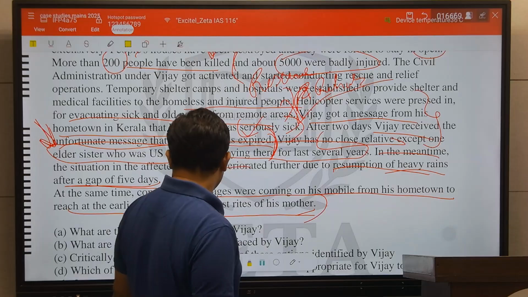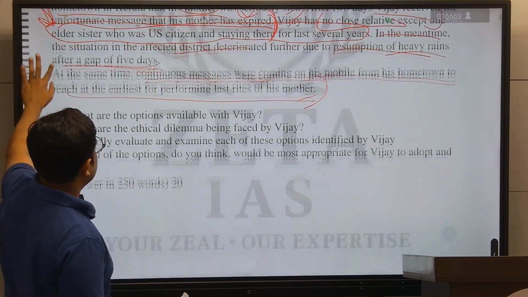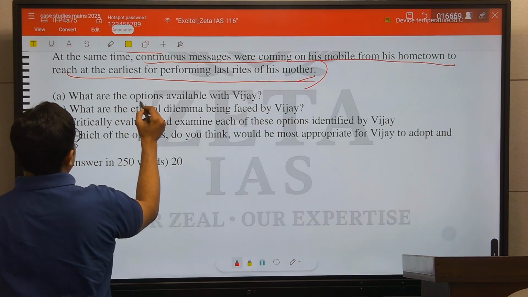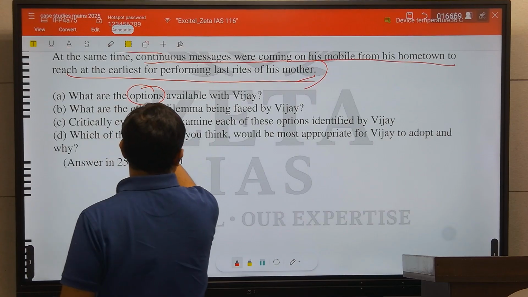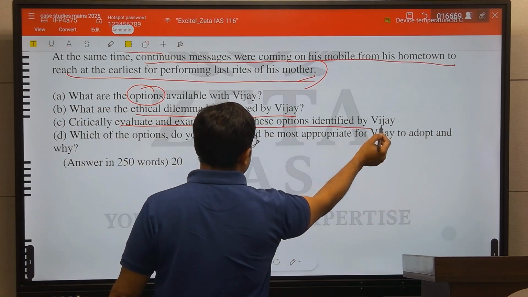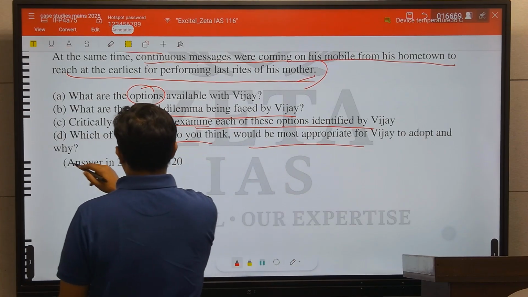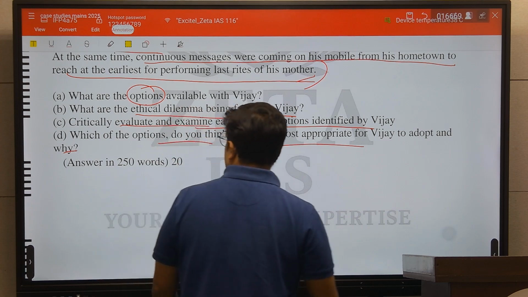So let's see what the case study is saying. What are the options available with Vijay? It's saying what are the options available, what are the ethical dilemmas being faced, critically evaluate and examine each of the options, and which option do you think is the most appropriate to adopt. So the case study wants you to write options.